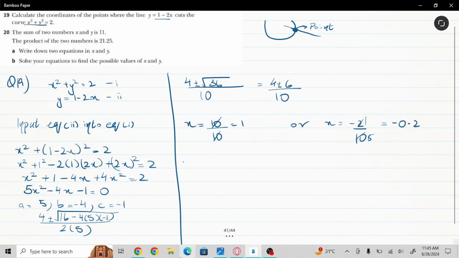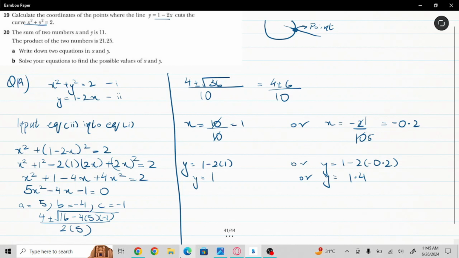For the corresponding y values, y = 1 - 2x. So y = 1 - 2 × 1, or y = 1 - 2 × (-0.2). So y = 1 - 2, which is -1, or y = 1 + 2 × 0.2, which becomes 1.4, because negative and negative will be multiplied.